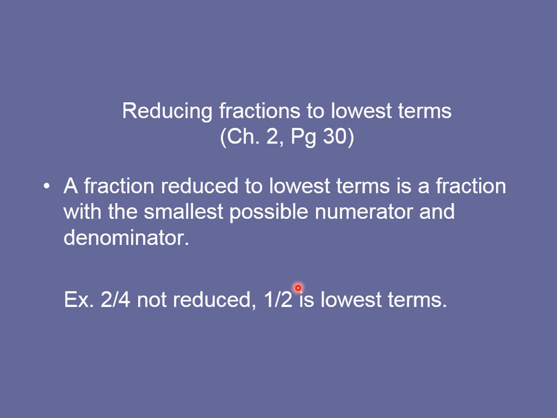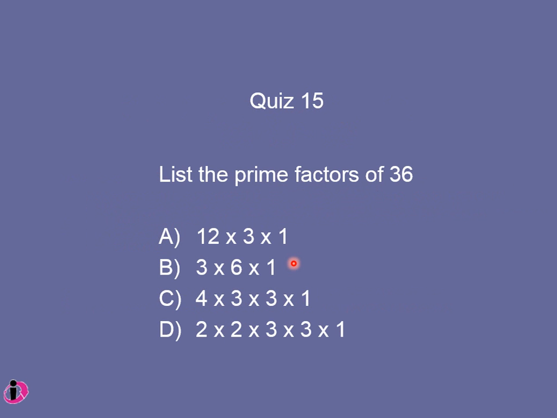Now, how do I reduce any number to the lowest term? Before I do that, I always have to first get the prime factors of any number. How can I find them? Let's try some examples. Now let's say we have 36. How can you find the prime factors of 36? Can you find it from the list?